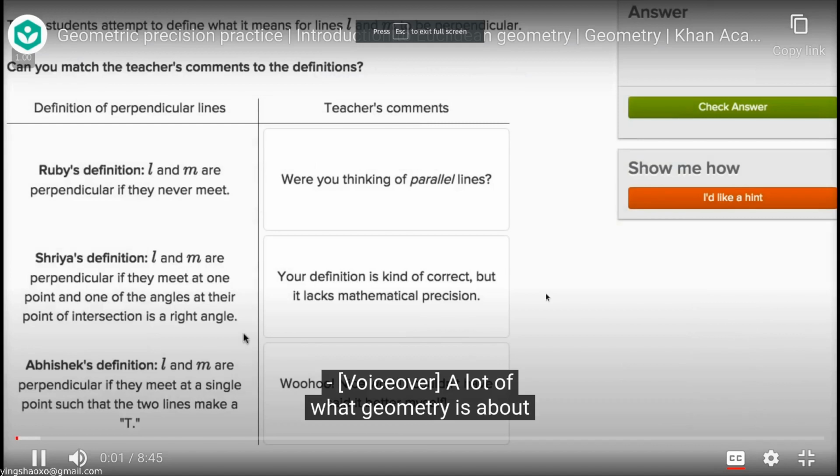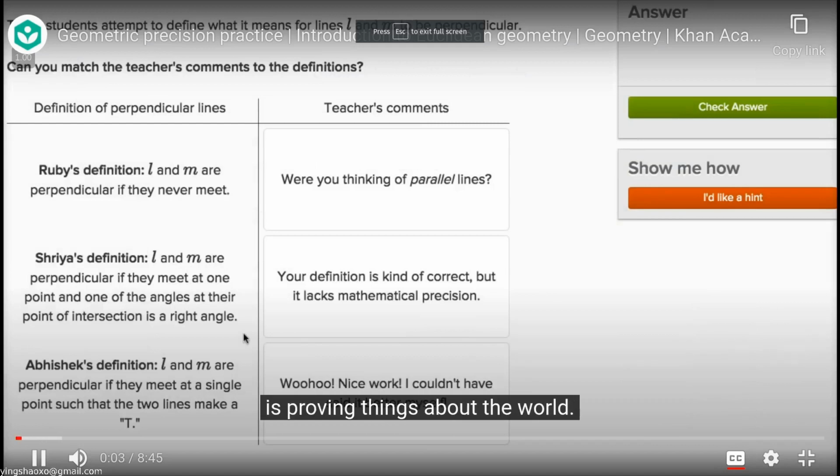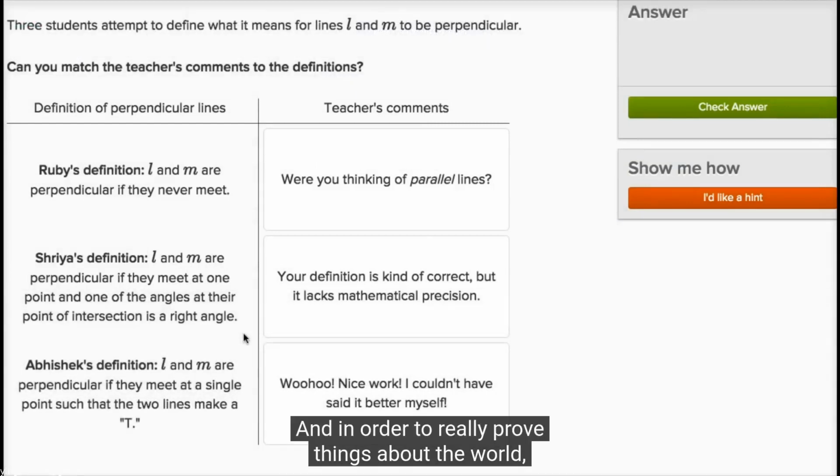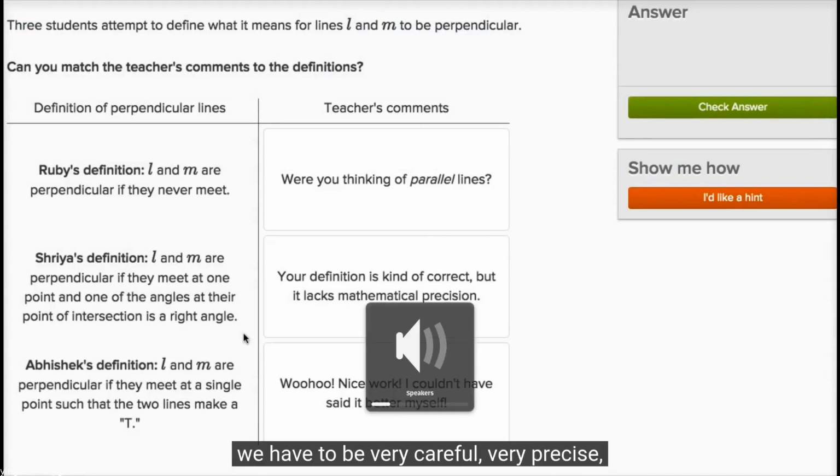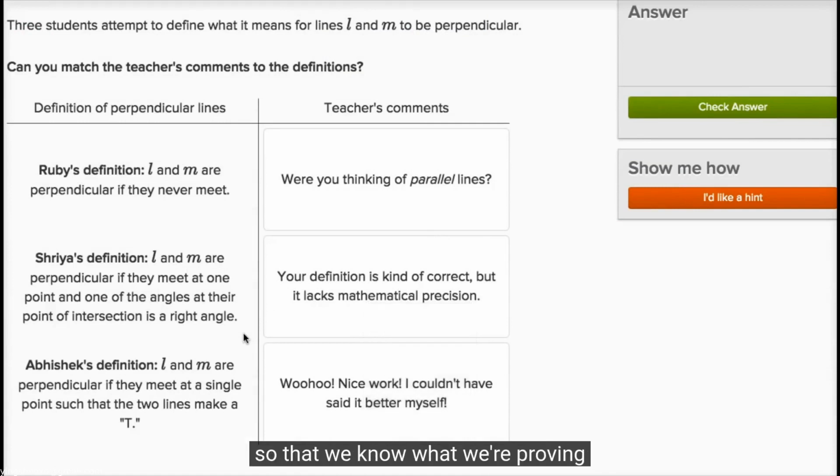A lot of what geometry is about is proving things about the world. And in order to really prove things about the world, we have to be very careful, very precise, very exact with our language so that we know what we're proving and we know what we're assuming and what type of deductions we are making as we prove things. And so to get some practice being precise and exact with our language, I'm going to go through some exercises from the geometric definitions exercise on Khan Academy.